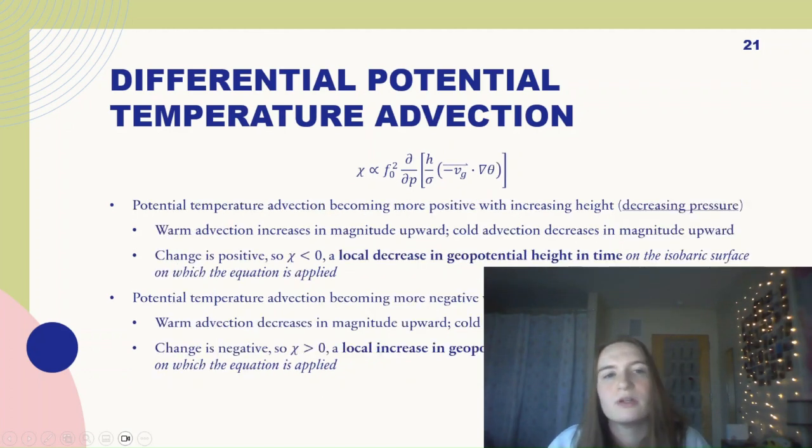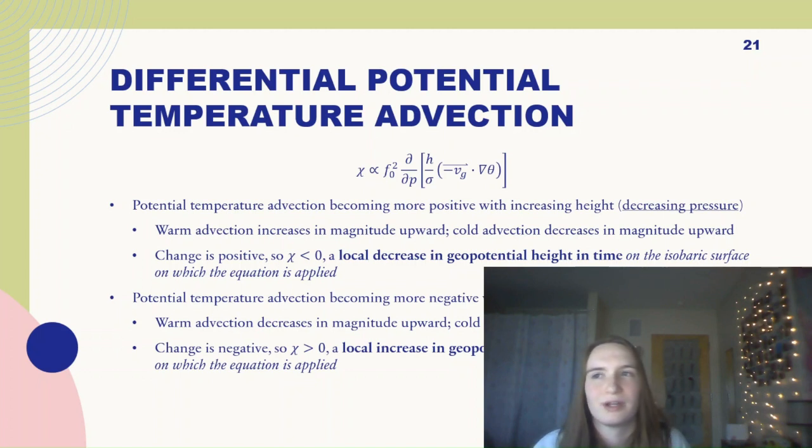All right. So if potential temperature advection is becoming more positive with increasing height or decreasing pressure, right? Because pressure decreases as we go higher in the atmosphere. If potential temperature advection is becoming more positive with height, there's two ways that could happen. Either warm air advection increases in magnitude as we go up in the atmosphere, or cold air advection decreases in magnitude as we go up. Either one is going to result in a positive potential temperature advection change.